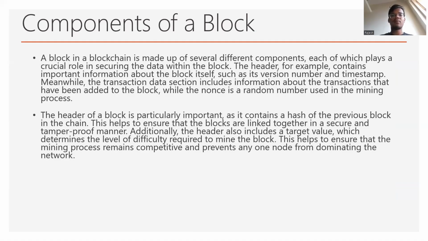And the components of blockchain. There are three components in blockchain, and they are header, a list of transactions, and hash. Header consists of important information like previous block's hash, timestamp, and nonce. The list of transactions includes all the data being recorded on the blockchain, such as cryptocurrency transactions. And the hash is a unique identifier for the block, and it is generated based on the data in the block.